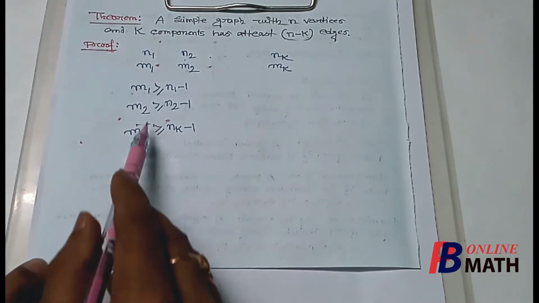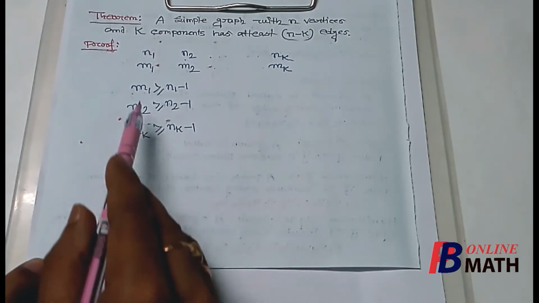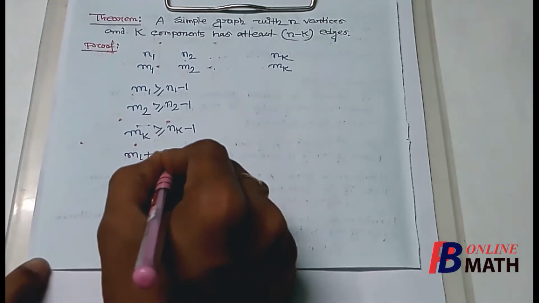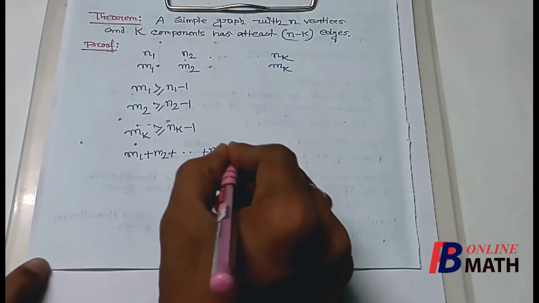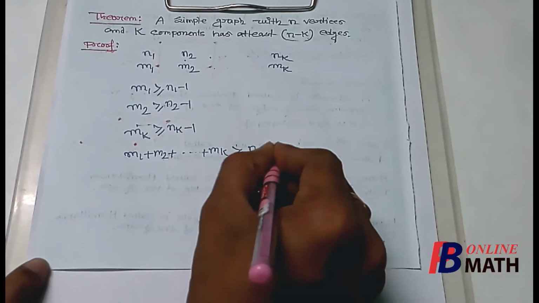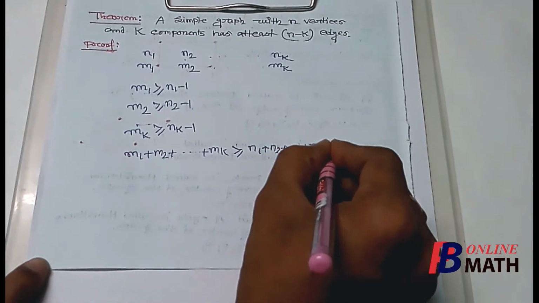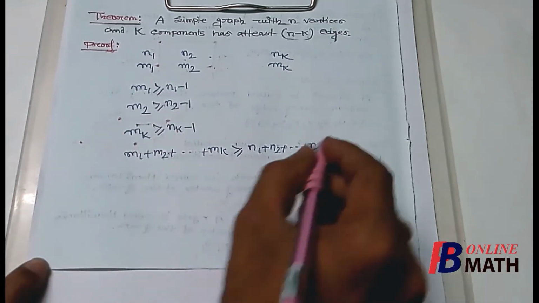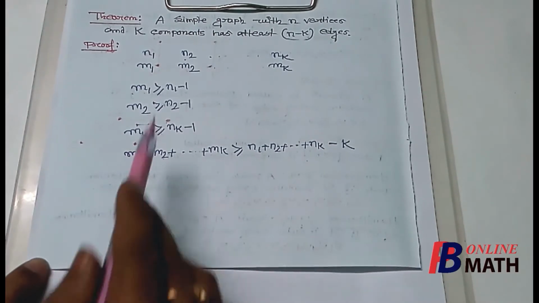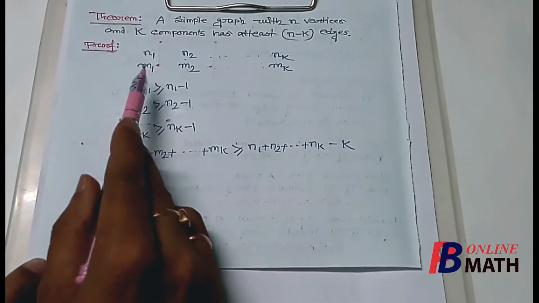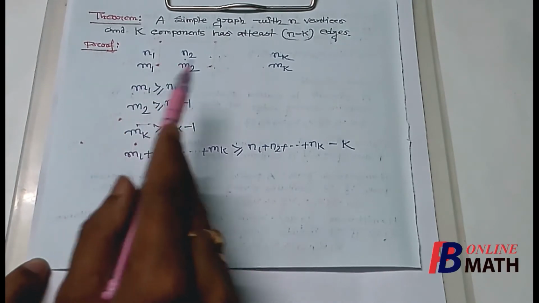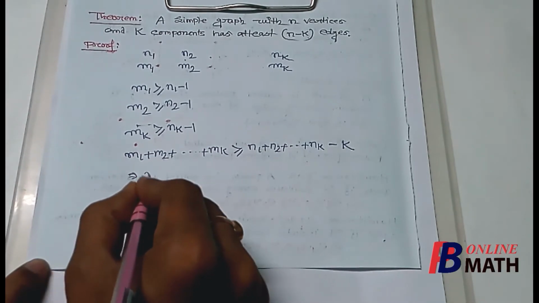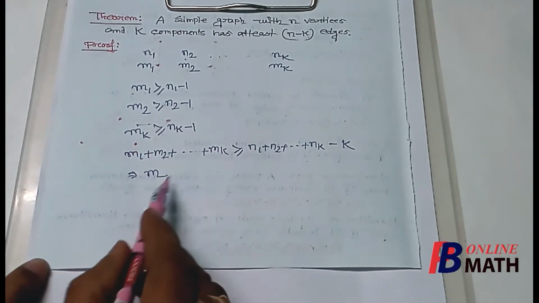Now we have these k inequalities. So if we add all these k inequalities, we shall find that m1 plus m2 plus up to mk is greater or equal to n1 plus n2 up to nk minus 1 plus 1 plus 1. So there are actually k number of minus 1, so it is minus k. Now for this graph, component 1 has m1 edges, component 2 has m2 edges, and component k has mk edges. So the total number of edges, suppose we assume that the total number of edges is m.